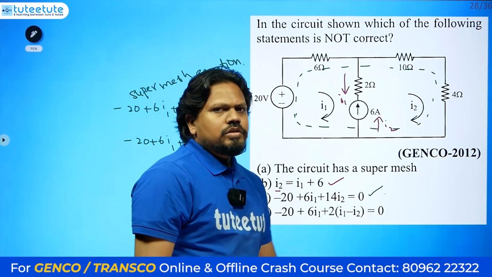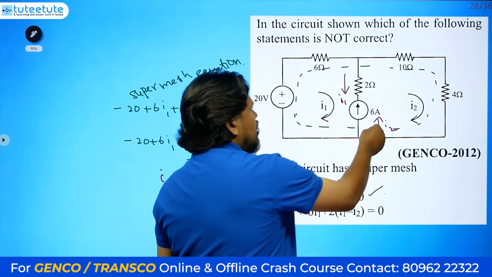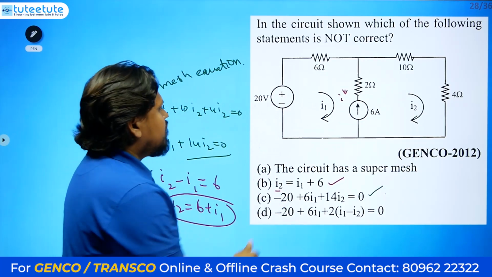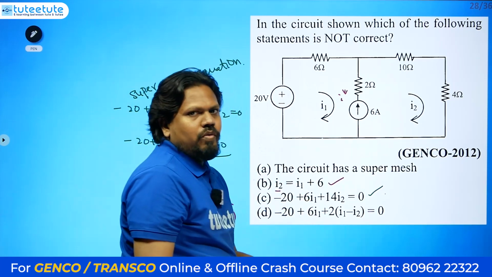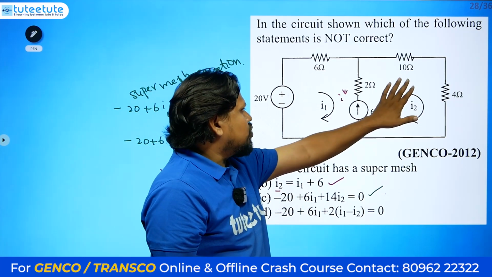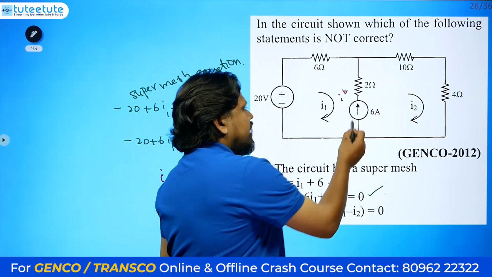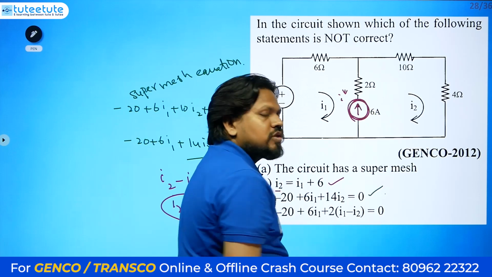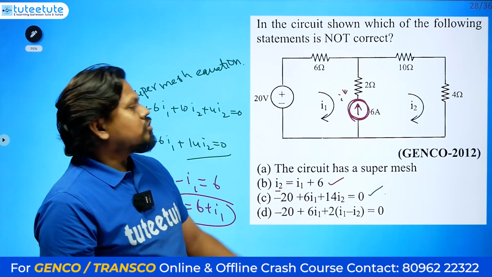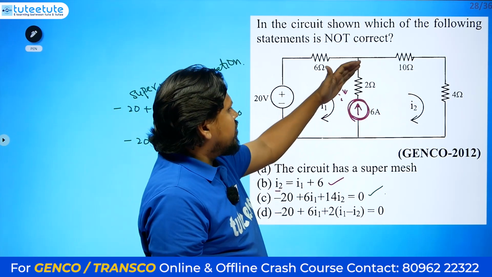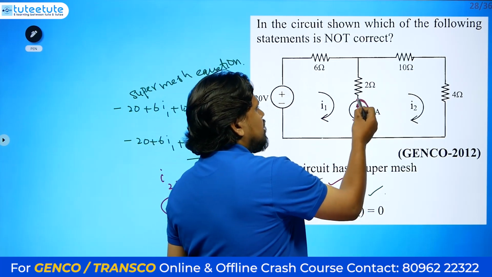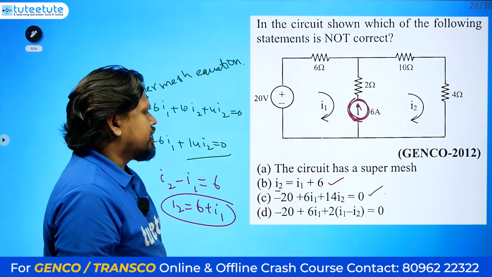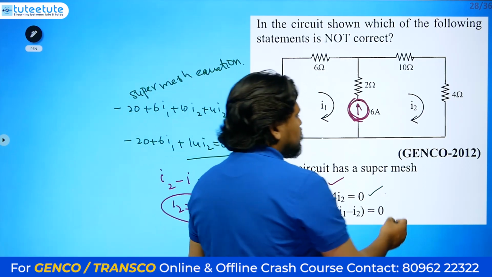One more thing: why do we have this super mesh problem, why can't we write down this equation? Remember what a super mesh means: between two meshes we have a current source, and that's why this problem came. Whenever a current source is present between two meshes, we need to consider that it has a super mesh problem. Directly we need to do it like that. Similarly, what is a super node?